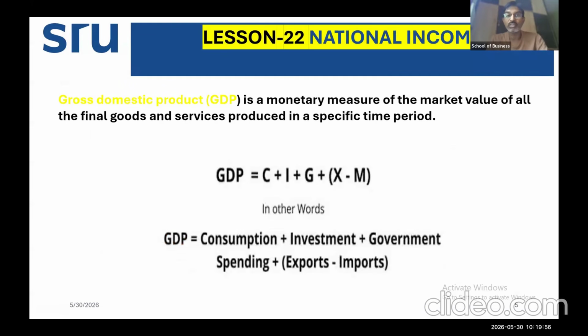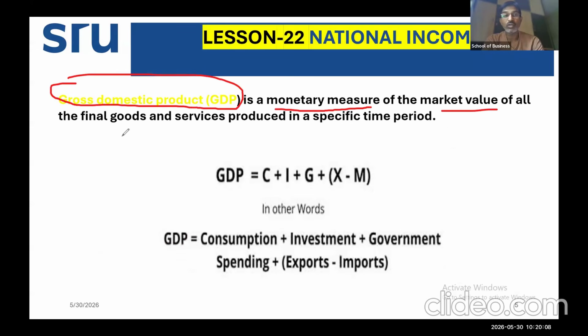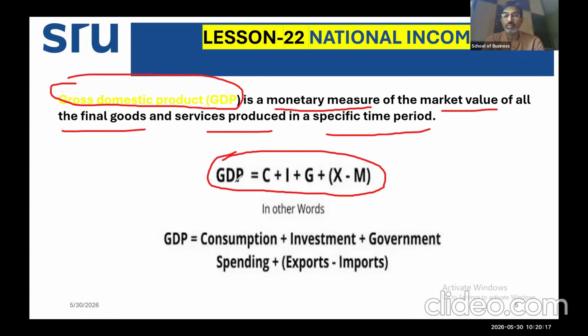Yes, it is gross domestic product. GDP is the monetary measure of the market value of all final goods and services produced in a specific time period. And it can be expressed as GDP is equal to C plus I plus G plus X minus M. In other words, C stands for consumption, I stands for investment, G stands for government spending, plus exports minus imports.